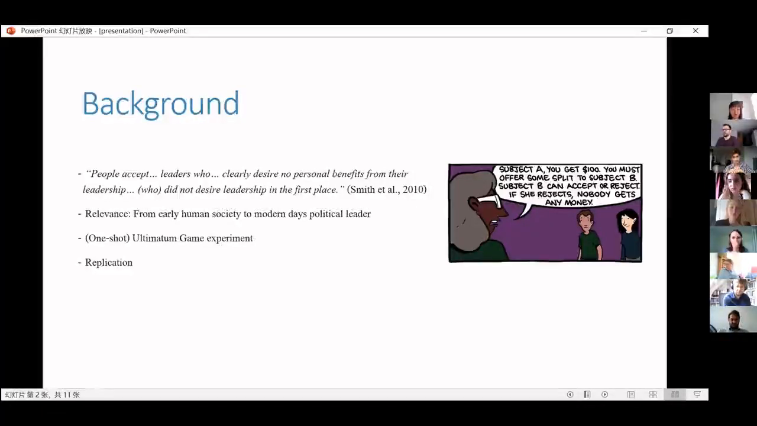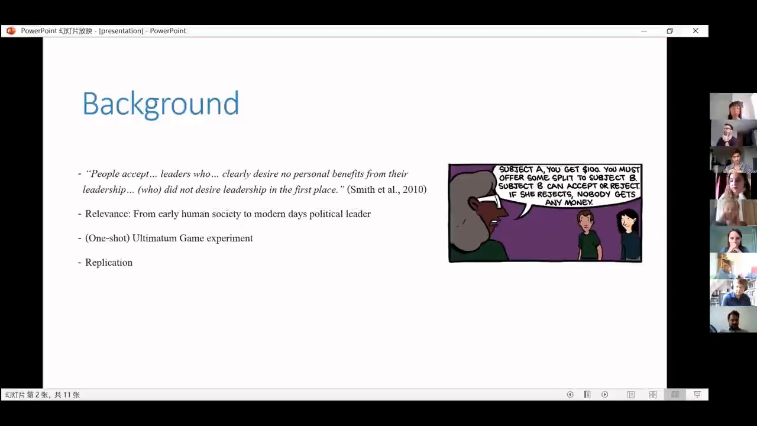However, we do show preference towards specific types of leaders. For example, a study conducted by Kevin Smith and his colleagues shows that we have clear preferences towards leaders who are not ambitious and who do not desire leadership in the first place. Because people tend to perceive ambitious leaders as more self-interested and more likely to make unfair distributions of resources.